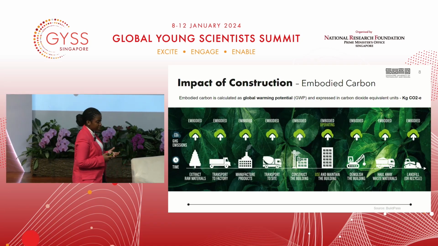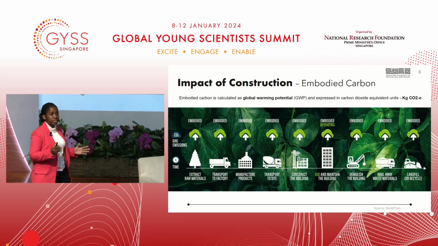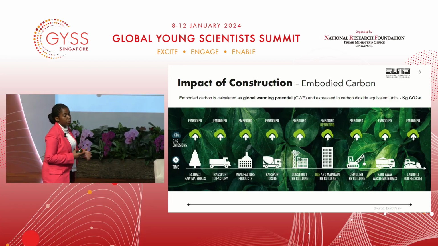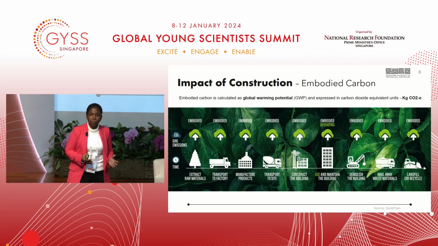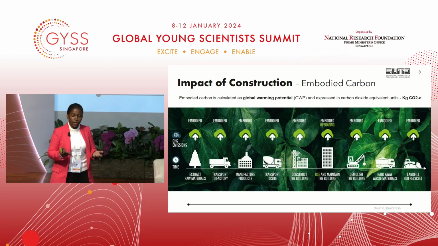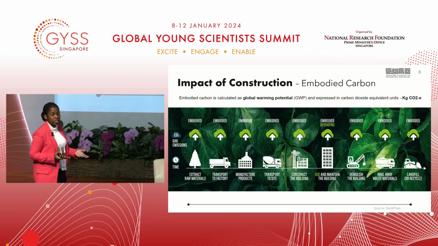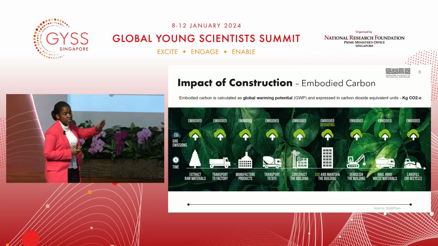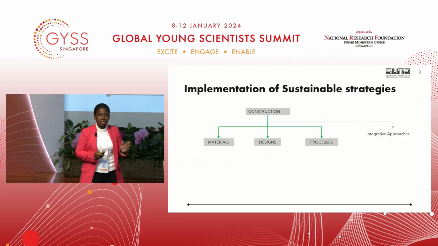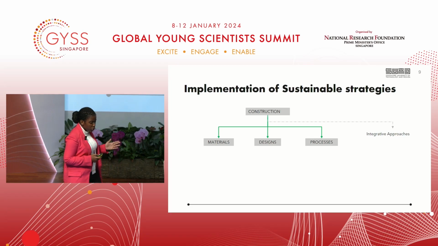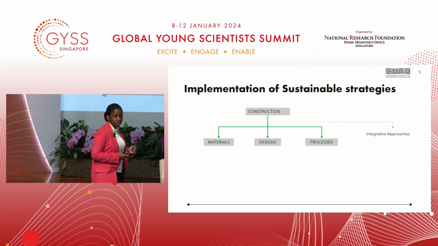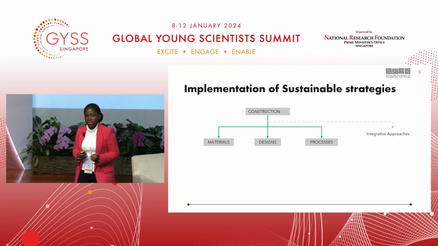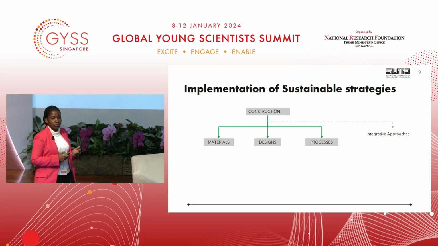The construction sector produces embodied carbon in various stages, from the beginning where we extract the raw materials to the end where the building's life ends, and we demolish the building and dispose of the materials as waste or try to reuse them. During all these processes, embodied carbon is being emitted to the atmosphere. So when we talk about sustainability in the construction sector, we have to break it down into 3 main parts: first the materials, the designs, but also the processes.